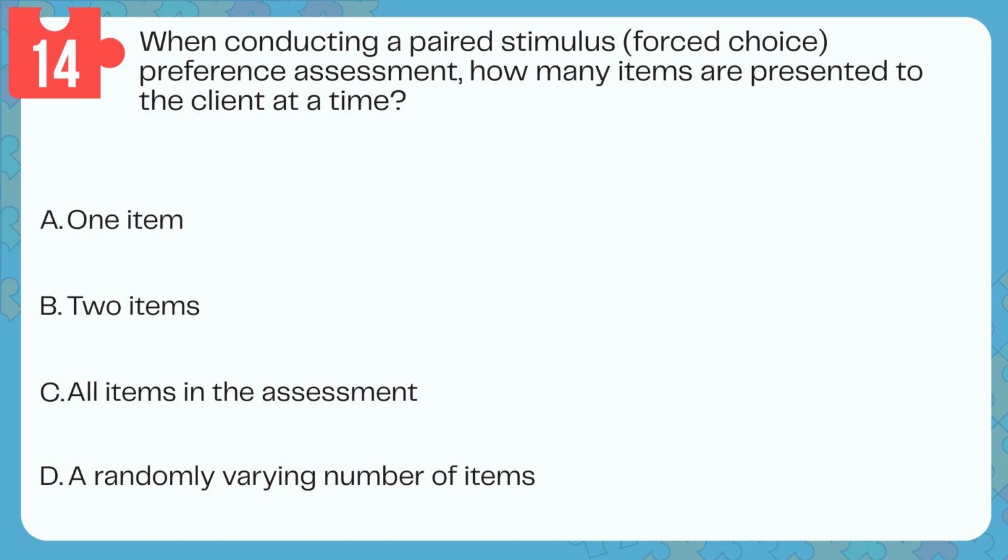Question 14. When conducting a paired stimulus, forced choice, preference assessment, how many items are presented to the client at a time? A. 1 item. B. 2 items. C. All items in the assessment. D. A randomly varying number of items.